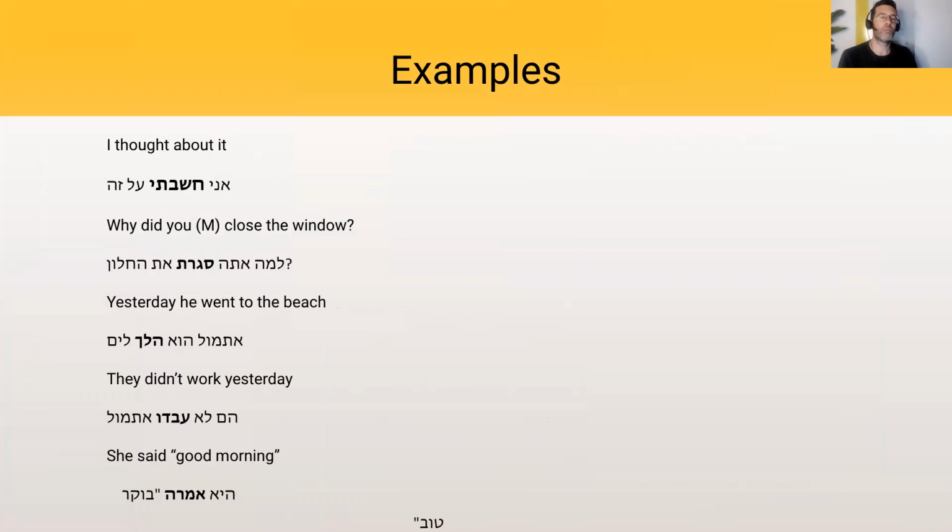Why did you, masculine, close the window? למה אתה סגרת את החלון? One more time, a little bit faster. למה אתה סגרת את החלון? Nice. Yesterday he went to the beach. אתמול הוא הלך לים. Let's say it again. אתמול הוא הלך לים.